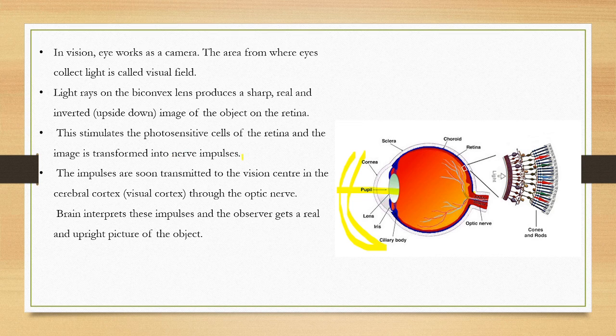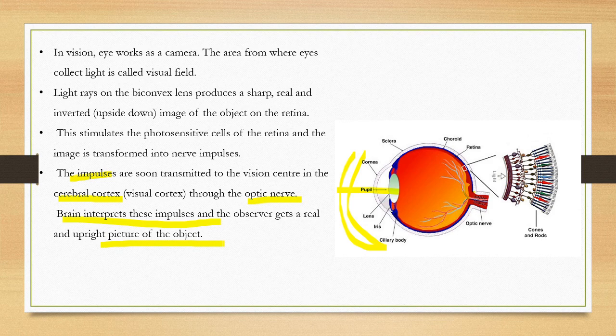So light has to be converted into nerve impulses; that is the function of the retina, and rod cells and cone cells help with that. So the cone cells and rod cells create an impulse which is transmitted to the visual cortex of the cerebral cortex through the optic nerve. The brain interprets these nerve impulses and gets a real, upright image of the object.